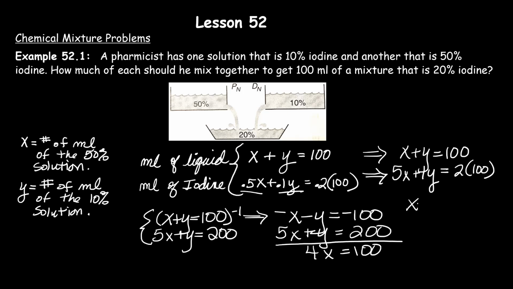And so x is going to be 25 milliliters. So I'm going to put in 25 milliliters of the 50% solution, because that's what x stands for, and therefore the other 75 will be the 10% solution. So y is going to be 75 milliliters. And that's the answer.